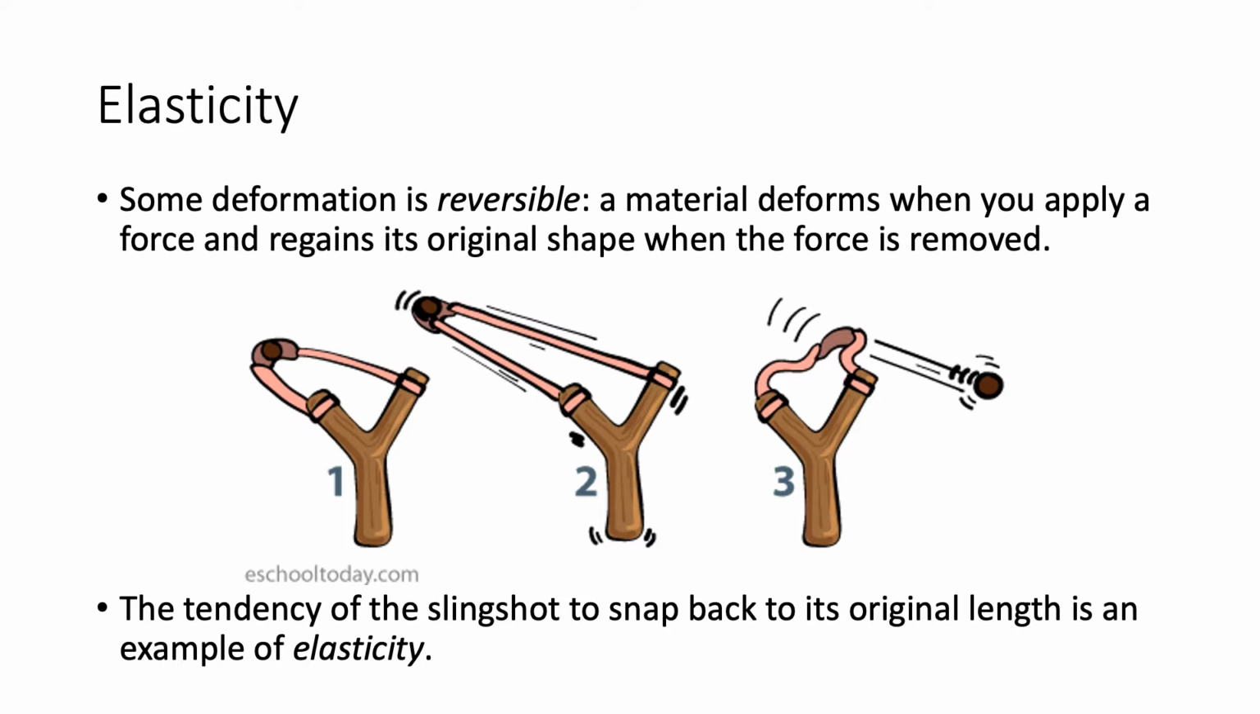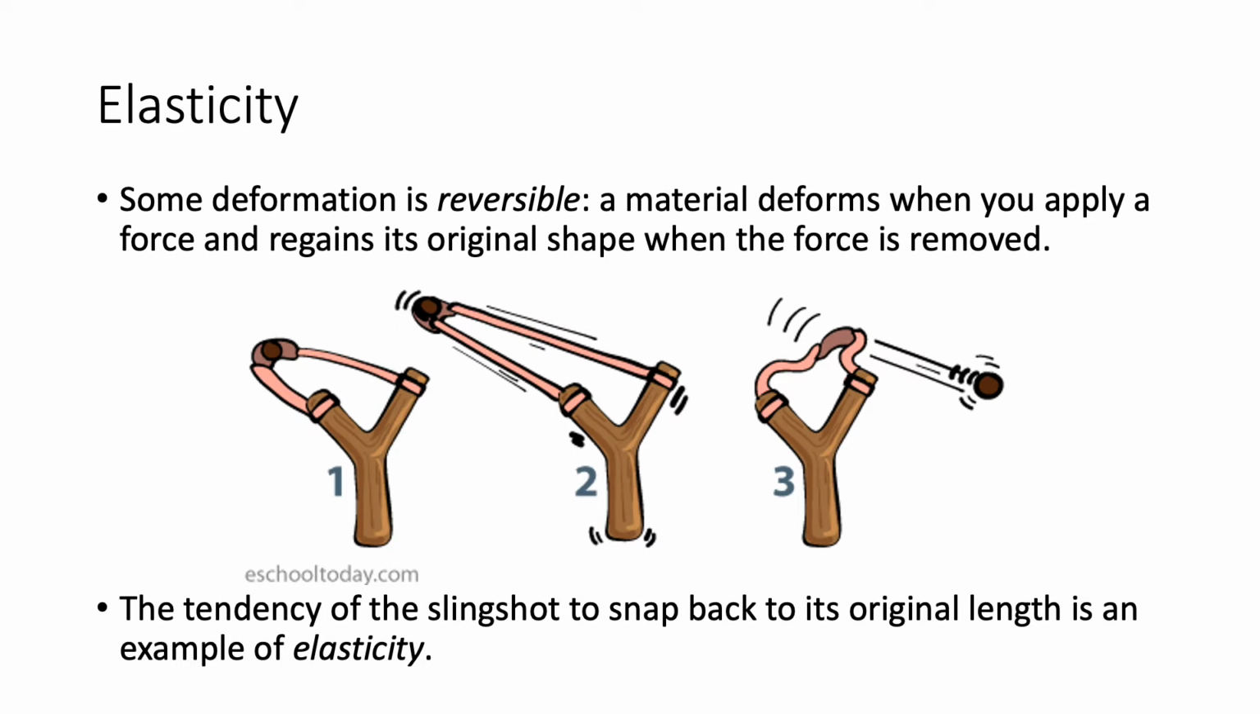One important classification we can make is the type of deformation. Some deformation is reversible, which is to say that it's temporary. You can deform the material, but when you release the force you're exerting on the object, it returns to its original shape. For example, you can consider a slingshot. You pull back on the pouch, extending the band. The band resists that extension, and it snaps back to its original shape when you release the pouch, which is what sends the projectile flying.